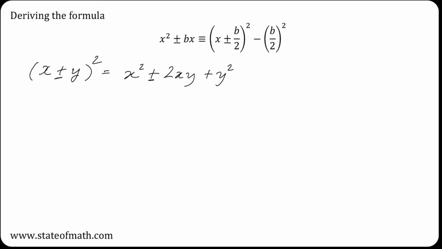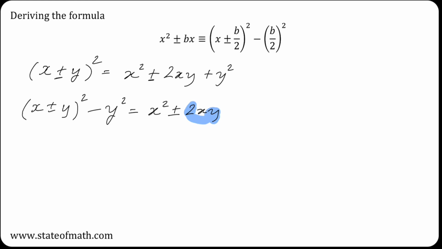In the next step, I'm going to take the y squared from the right and take it to the left. So this will give me x plus or minus y squared minus y squared is equal to x squared plus or minus 2xy.